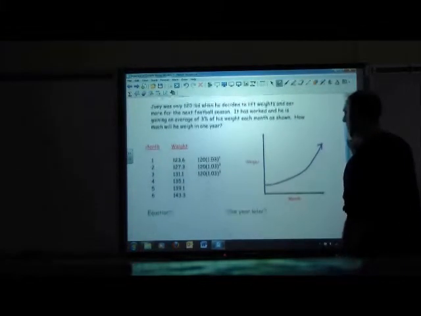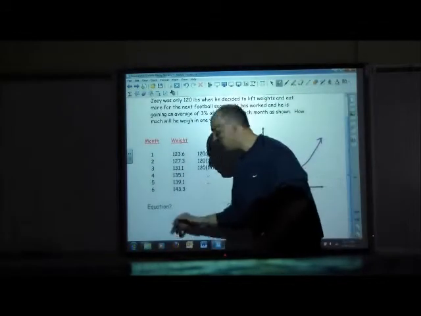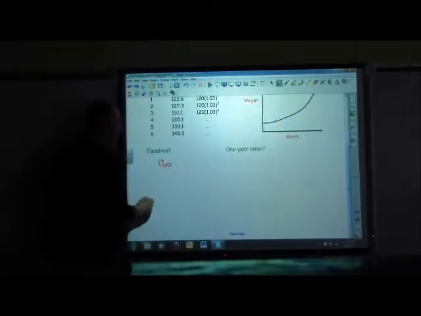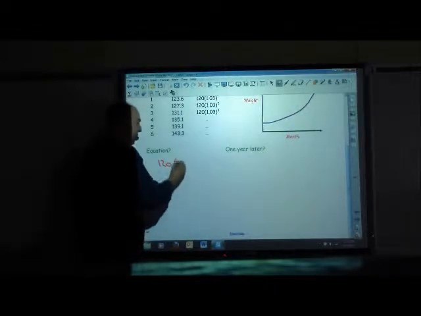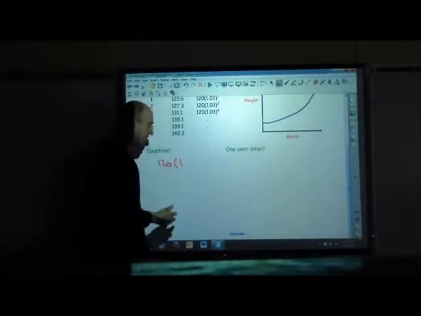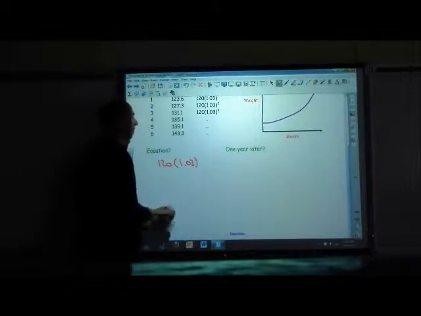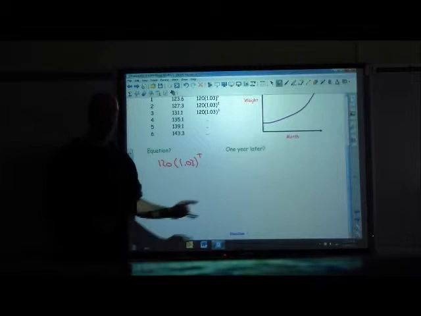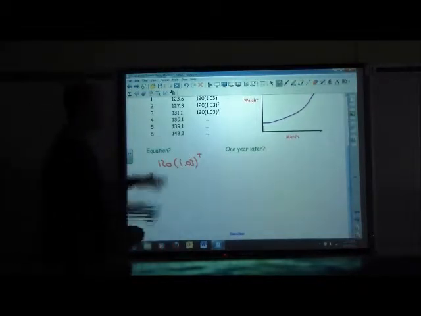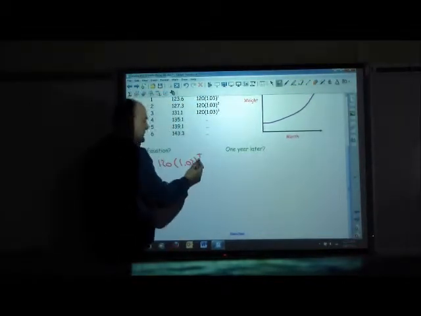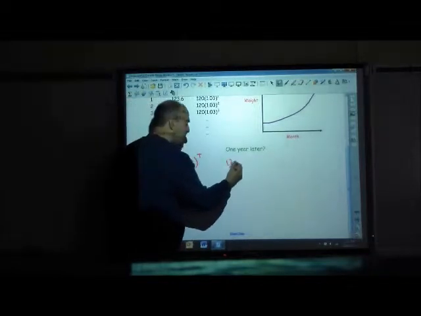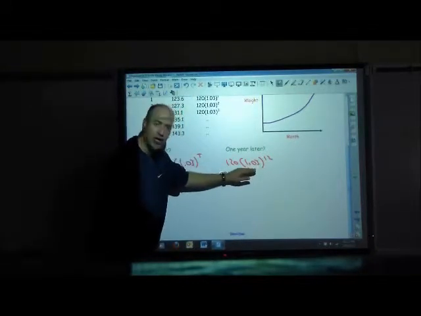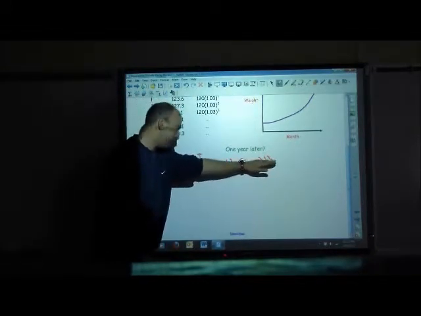So the equation here, remember we have to have a starting amount, which is 120, and we are adding 3% onto him each month, so 1.03, and remember this is going to be time. So the equation would look like this. If I said 1 year later, being we're going up by months, this would be 12 months of time. So we'd be 120 times 1.03 to the 12th, 3% of growth onto him to the 12th power.